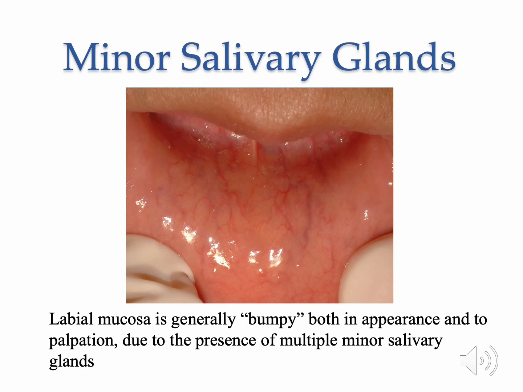In order to appreciate the minor salivary glands, if you were to squeeze your lower lip very gently, you'll appreciate a nodularity to the lower lip, and that's your minor salivary glands studding the submucosa in this region. Sometimes when the minor glands are quite prominent, you'll see a very bumpy surface texture to the labial mucosa in patients' mouths.